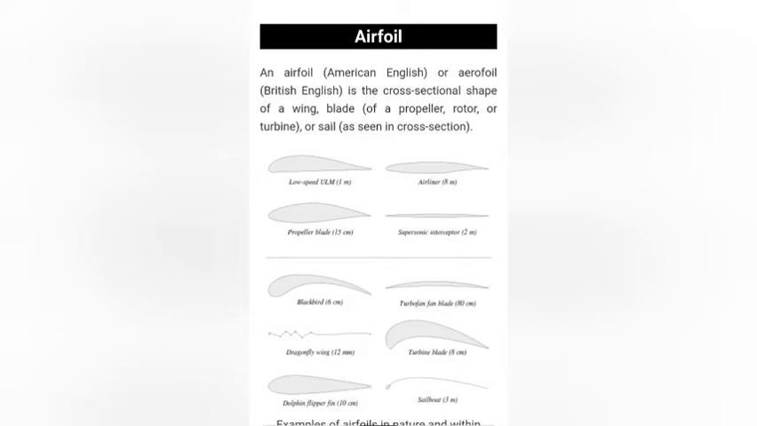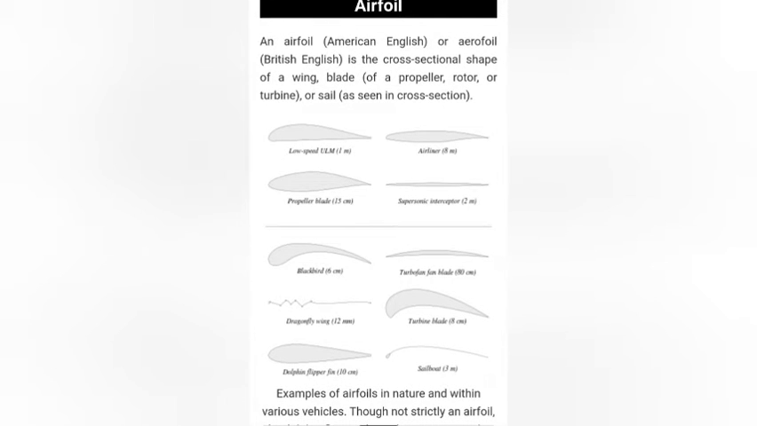Today we are going to see the topic airfoil. An airfoil in American English, or aerofoil in British English, is the cross-sectional shape of a wing, blade of a propeller, rotor, or turbine, or a sail used in the ship. Different sections of the airfoils are shown in the figure.